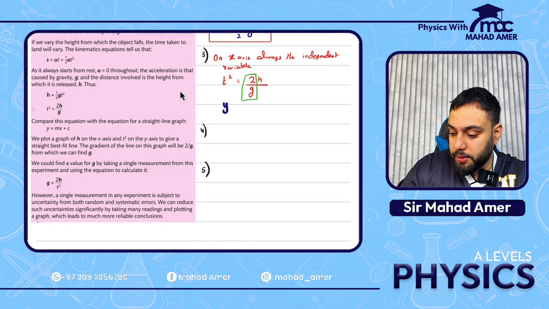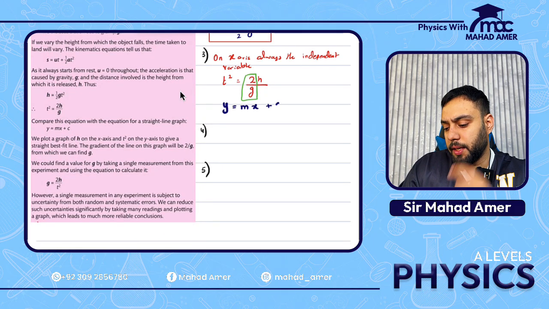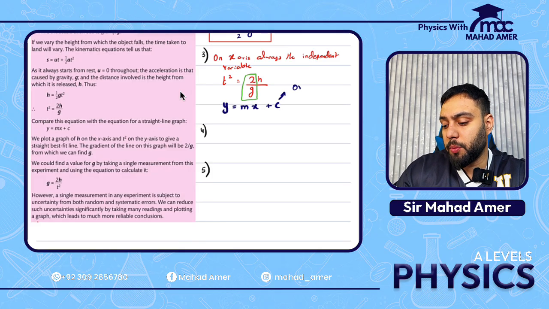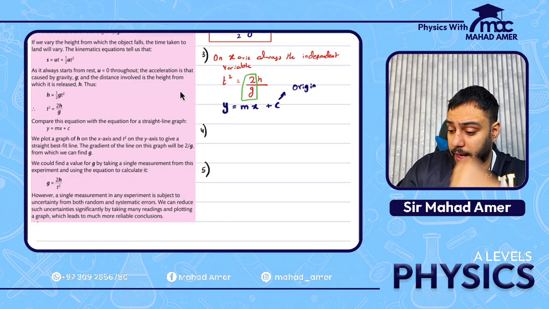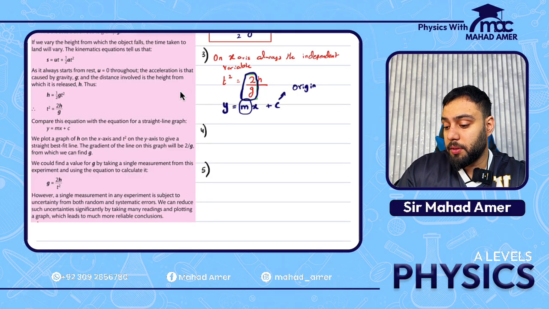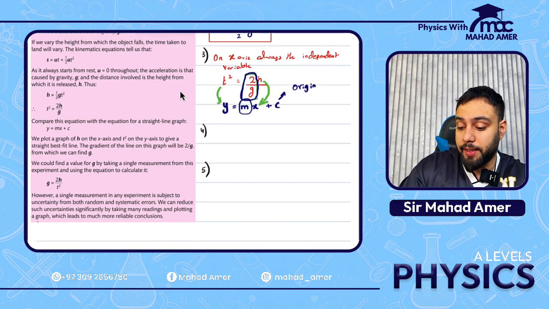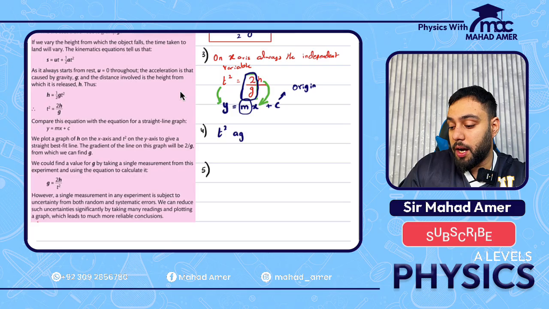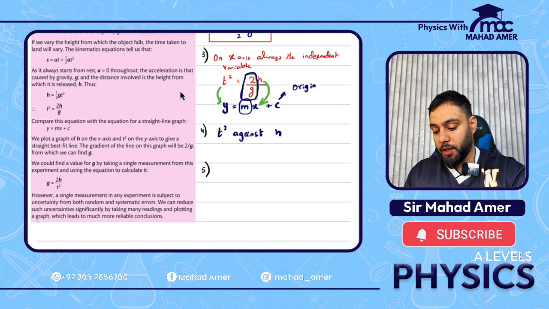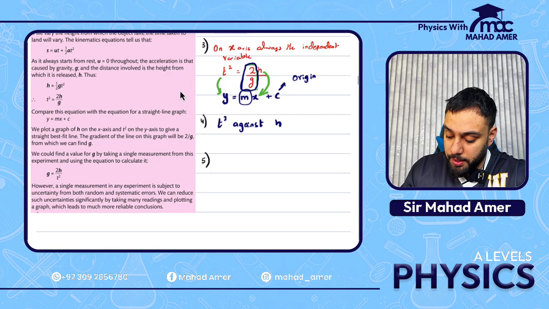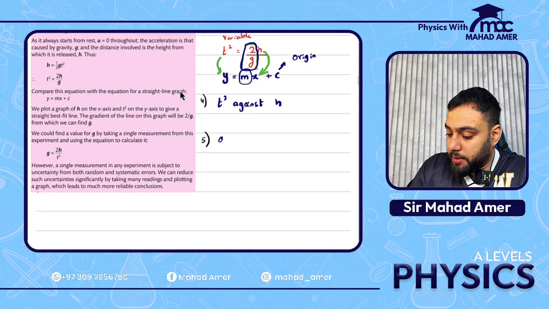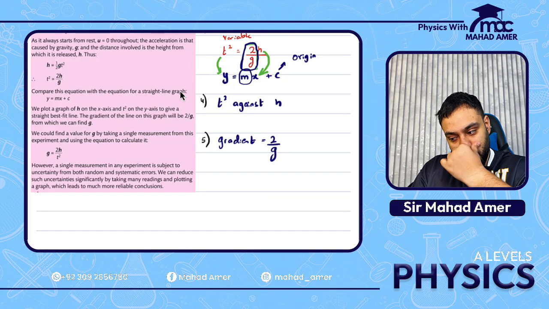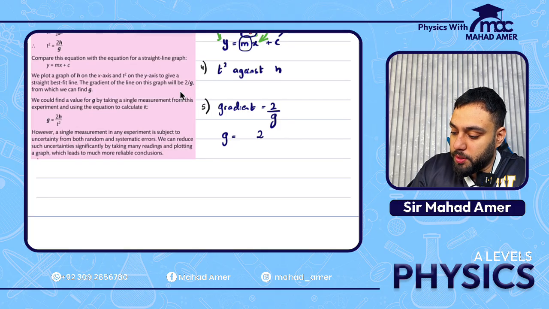Comparing with y equals mx plus c, c is 0, so the graph starts from the origin. m will be 2 over g. That's the value of the gradient. Height comes on the x-axis and t squared comes on the y-axis. So I'm going to be plotting t squared against h, and then my gradient will be equal to 2 over g. So g will be equal to 2 divided by the gradient of the graph.